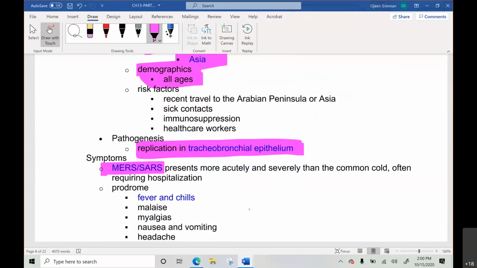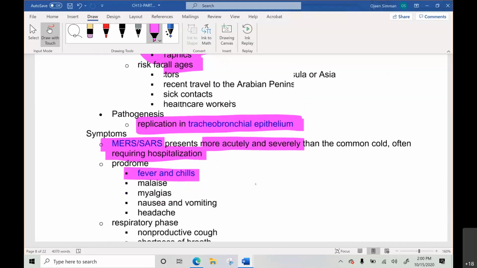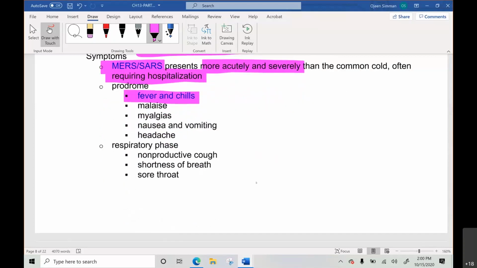Now, MERS and SARS cause a more acute and severe common cold that almost always requires hospitalization, and it's characterized by fever and chills, which are not seen in the common cold. Also, they can have shortness of breath, difficulty breathing with a cough, a non-productive dry cough.